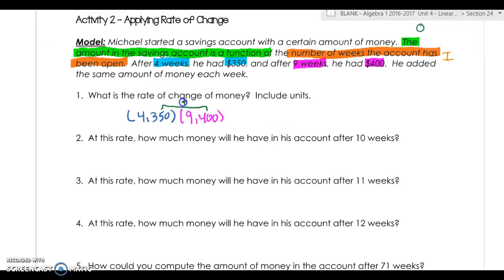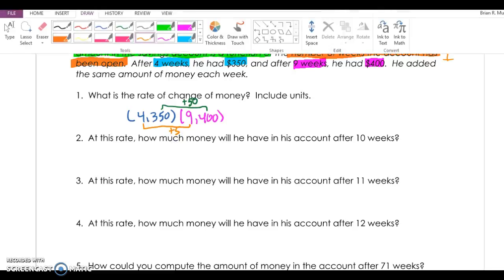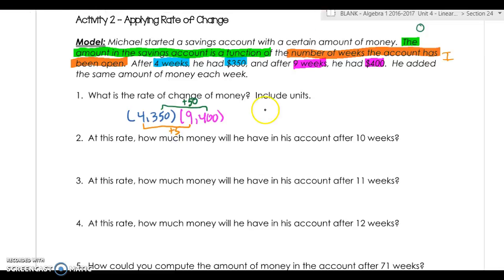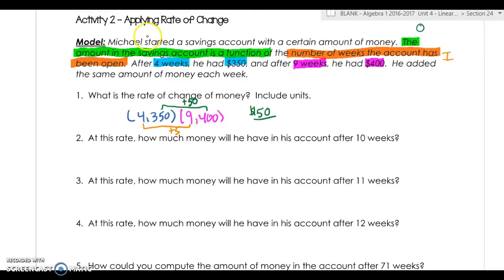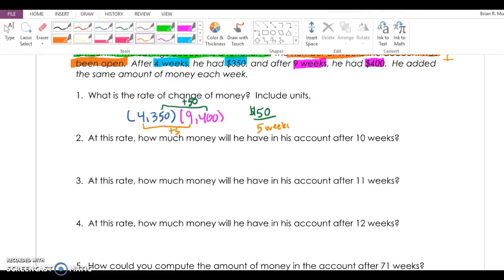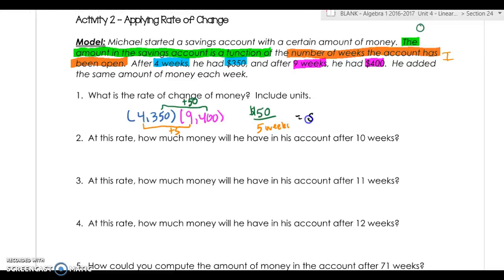So our output is a change of plus $50, and our input changes by 5 weeks. So then when we write our rate of change, it's going to be $50 over 5 weeks. So what that ends up giving us is $10 per week.